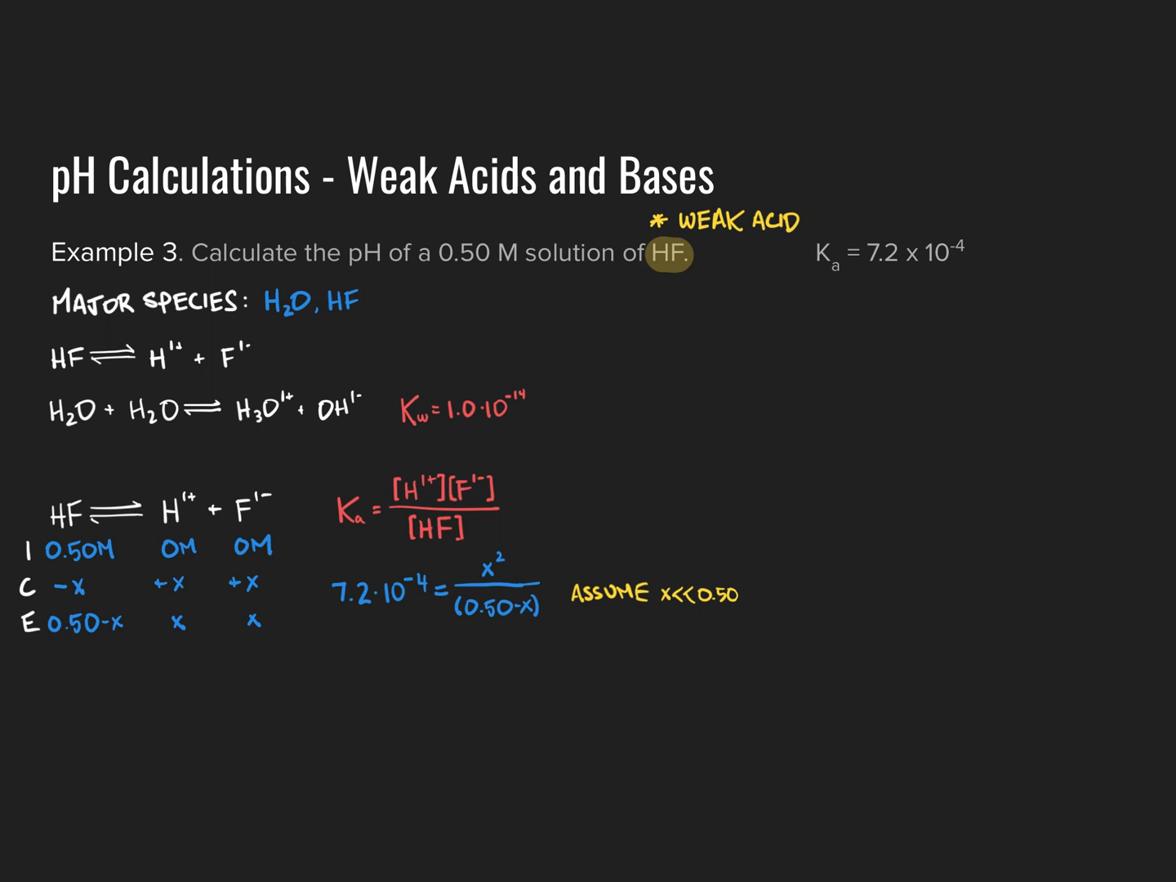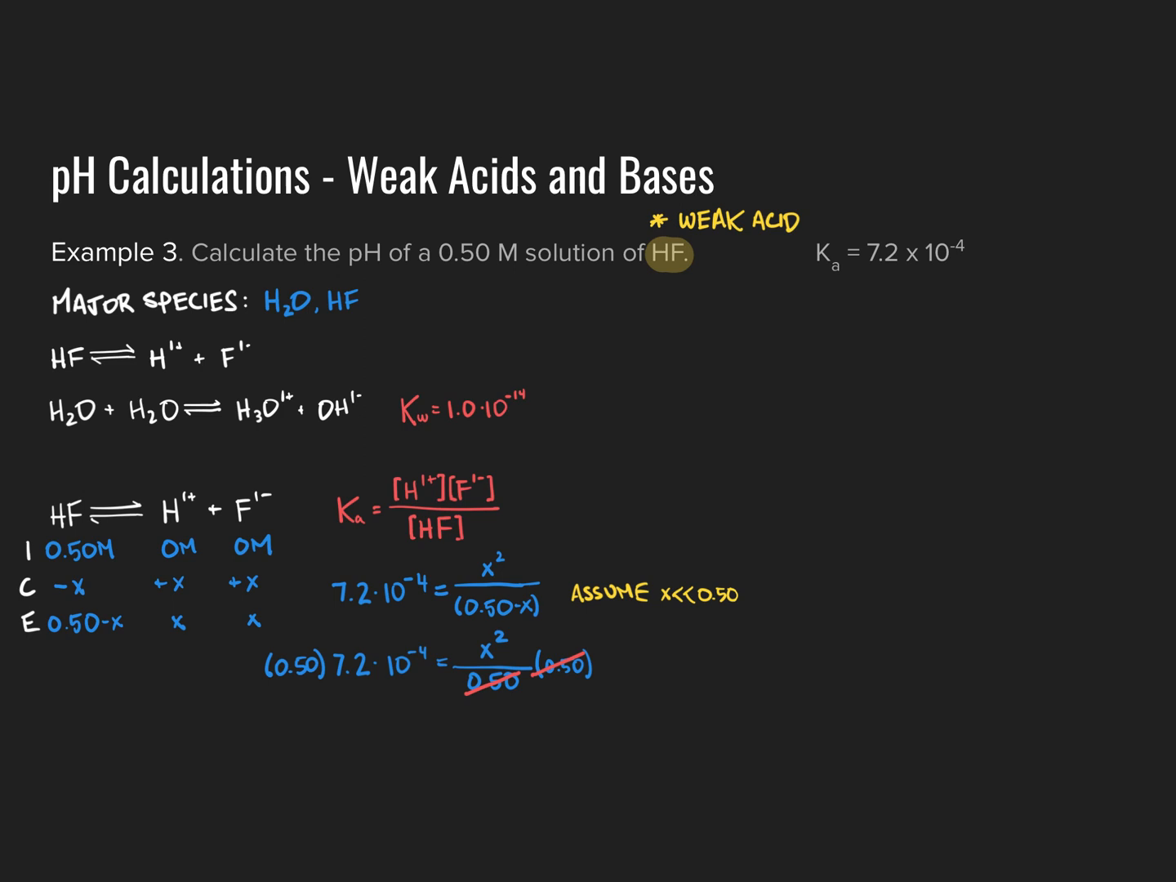And by making that assumption here, I will simplify down my expression now to the Ka value of 7.2 times 10 to the negative 4 is now equal to x squared divided by 0.50 minus x, which is a very small number, so 0.50 minus a very small number will simplify down to essentially pretty darn close to 0.50. And I can now solve algebraically from here. We will multiply both sides of our equation by 0.50, which means we can then cancel that out of the right side of my equation there.